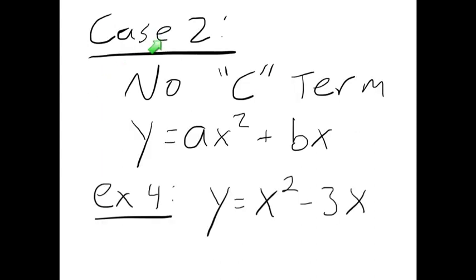Now we're looking at case 2. All those other problems were case 1 where there's no bx term. These are now where there's no c term or constant. And the form of all the equations is going to have y equals ax squared plus bx. No constant. Here's an example. Y equals x squared minus 3x.